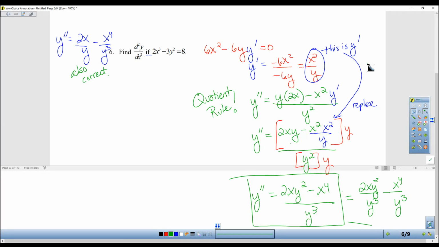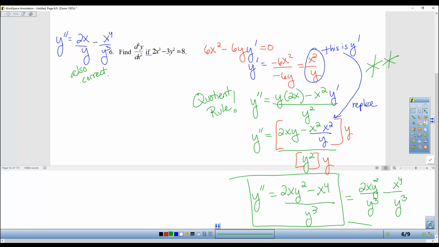So here was the tricky step. This is the step that you need to know: when you do the first derivative, you're going to end up with something, but then when you do the second derivative, you're going to have the first derivative in it, and you have to replace that with x's and y's. You may not leave the first derivative in your answer.